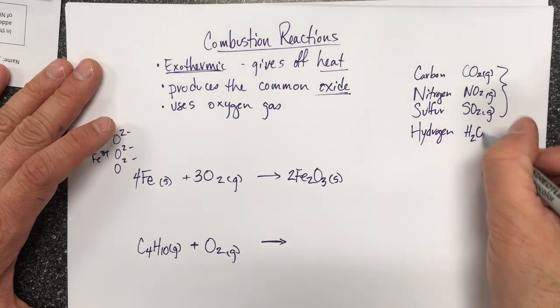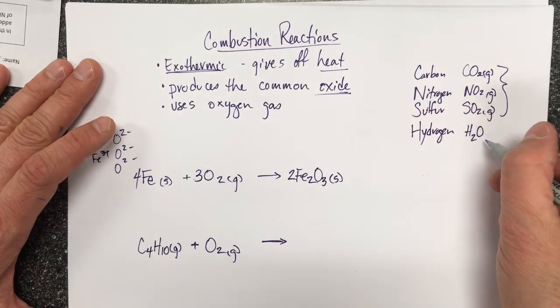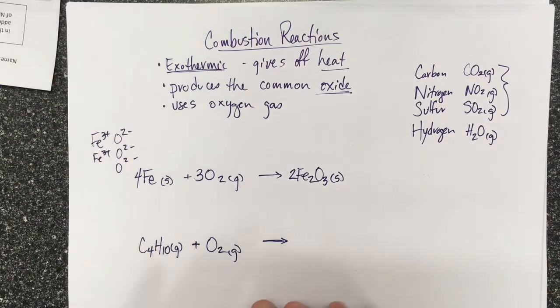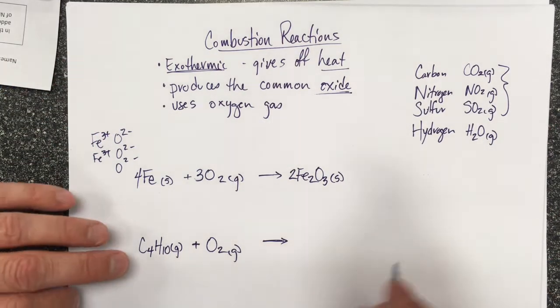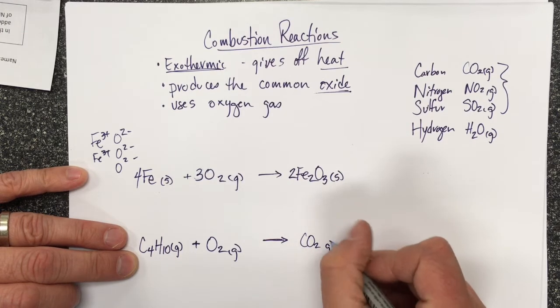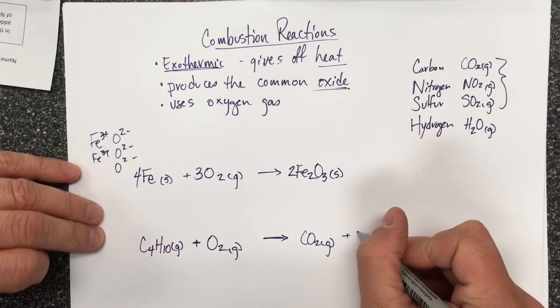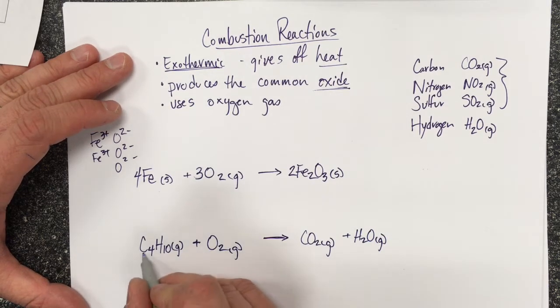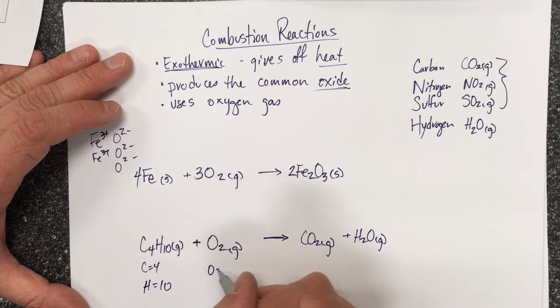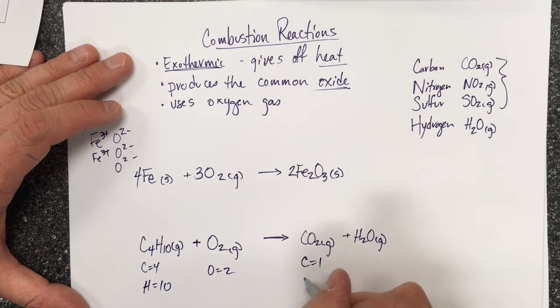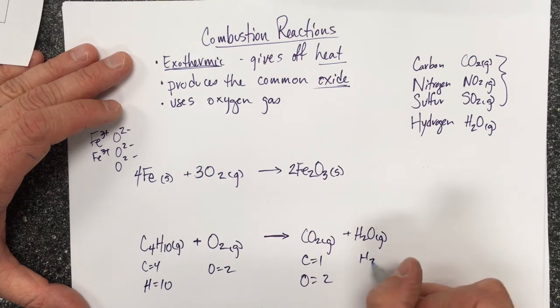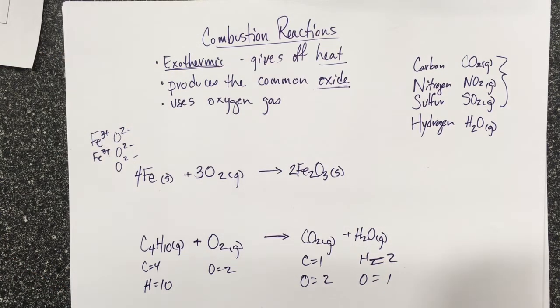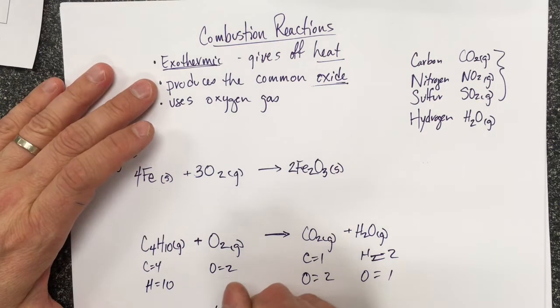Water is pretty easy to remember. Hydrogen's common oxide is water, but it'll be a gas because these combustions are happening at high temperature. So my carbon becomes carbon dioxide gas, and my hydrogen reacting with the oxygen produces water vapor, so H2O gas. I have 4 carbons, I have 10 hydrogens, I have 2 oxygens, 1 carbon, 2 oxygens, 2 hydrogens, and 1 oxygen. So it's easy. These are actually pretty easy to balance with the exception sometimes of oxygen.